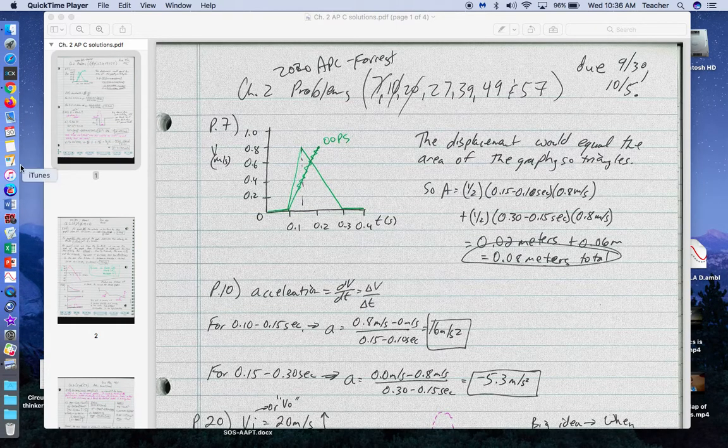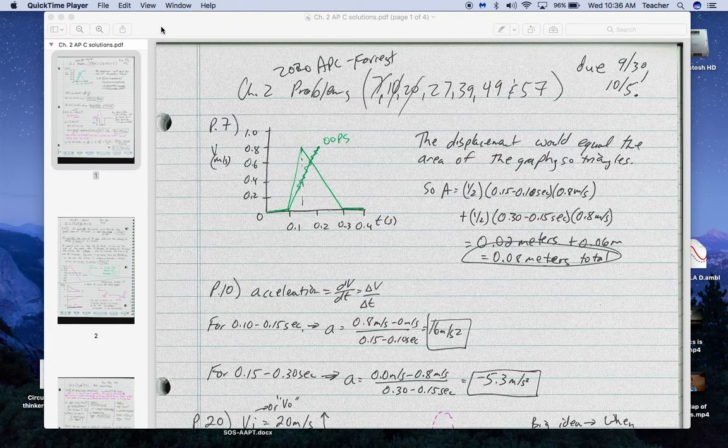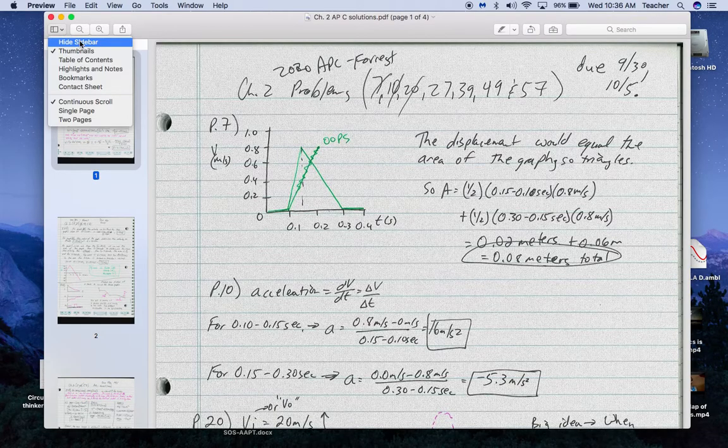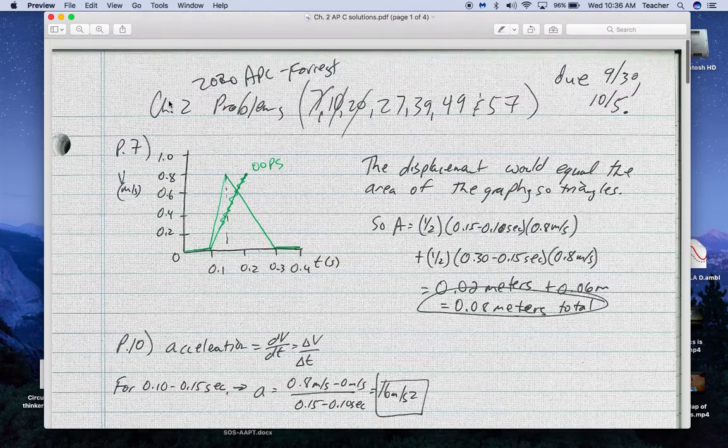So what I want to do here is go over some of the Chapter 2 homework problems. Hopefully some of these were straightforward and hopefully some of them more challenging too. So I'm going to get rid of the sidebar. Ooh, wow, that's almost too big.